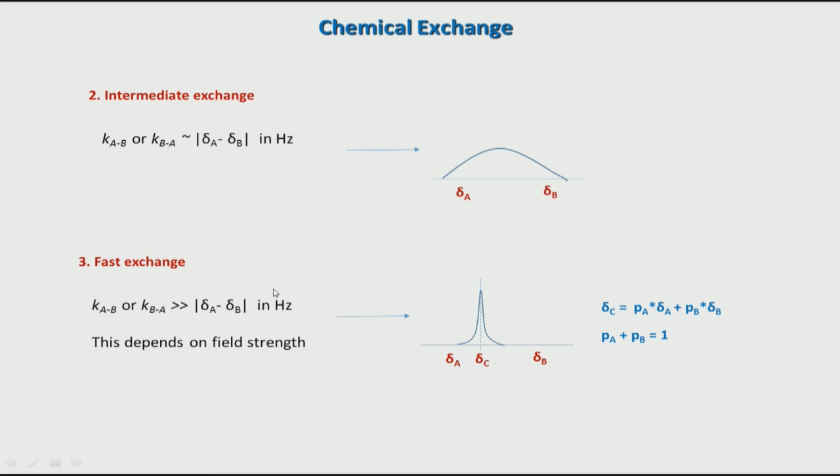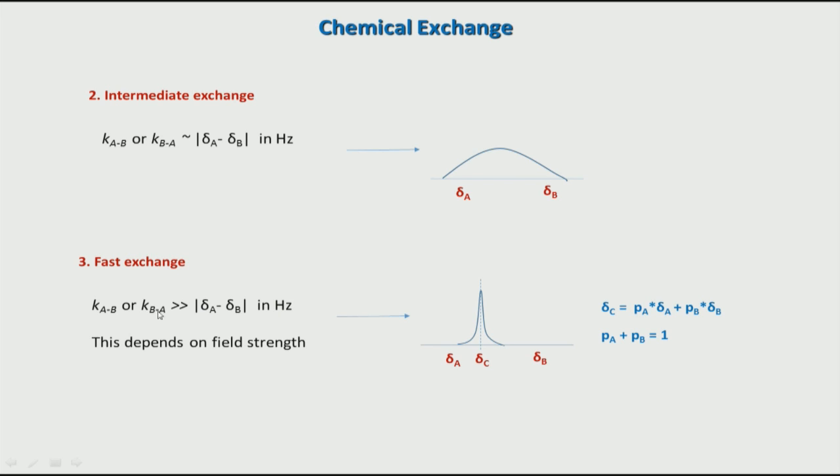Now, if you see from all the discussions till now, the slow exchange, the intermediate exchange and the fast exchange, all of these depend on the field strength, because look here, we are calculating in ppm. So, the chemical shift difference in ppm will not change, but when we calculate in hertz, it will change completely depending on where you are. So, if you are doing the experiment on 400 megahertz, it will be one value, but if you go to 800 megahertz, it will be a completely different value.